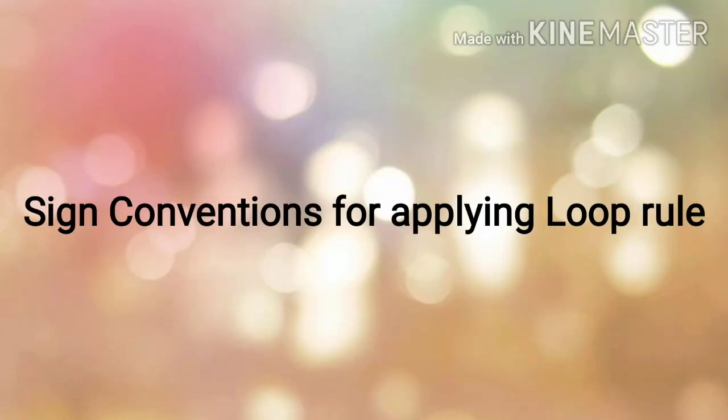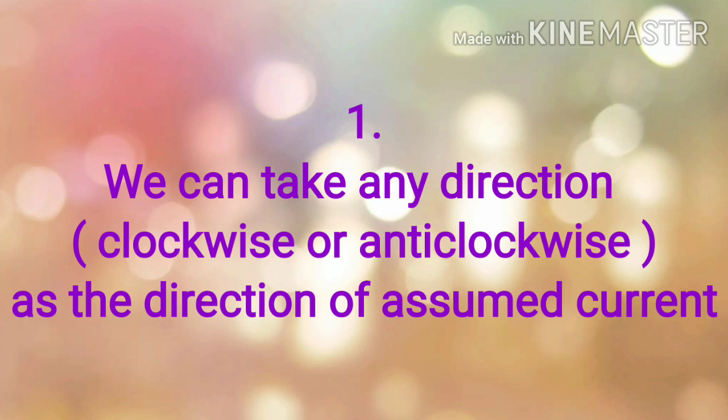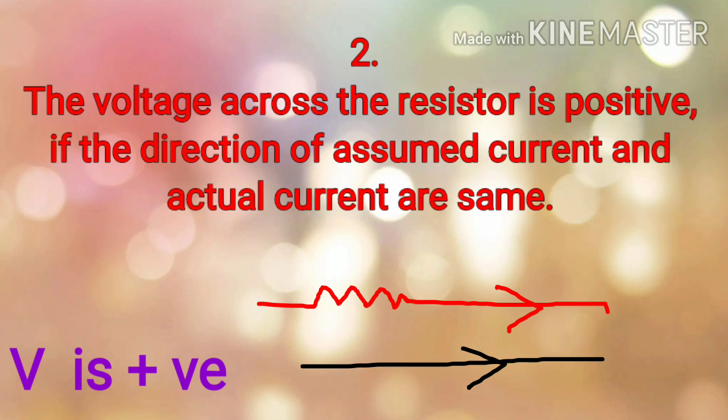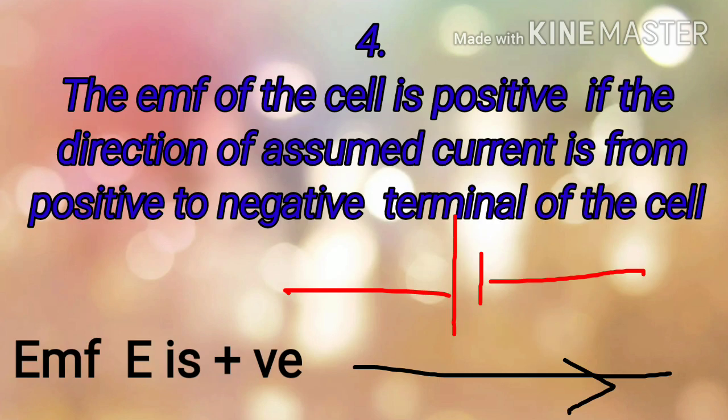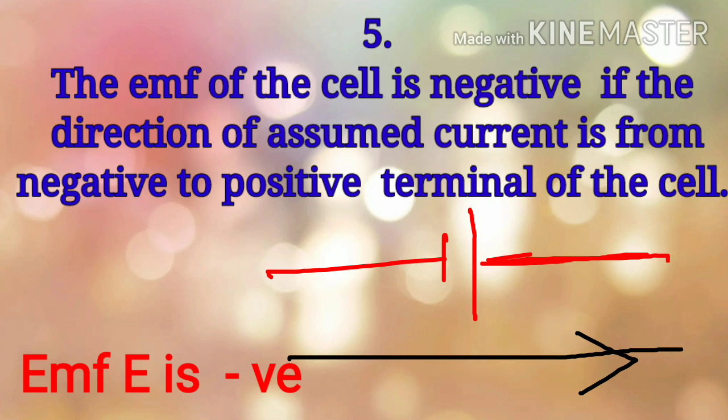The sign conventions for applying the loop rule are: number 1, we can take any direction, either clockwise or anti-clockwise, as the direction of assumed current. Number 2, the voltage across the resistor is positive if the direction of assumed current and actual current are the same. The voltage across the resistor is negative if the direction of assumed current is opposite to the direction of actual current. The EMF of a cell is positive if the direction of assumed current is from positive to negative of the cell. Also, the EMF of the cell is negative if the direction of assumed current is from negative to positive of the given cell.